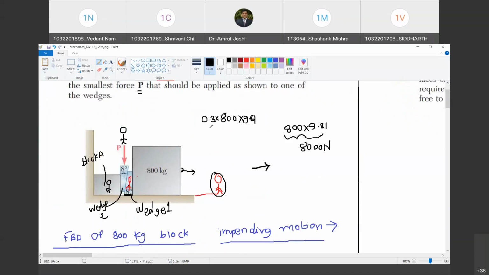Yes, sir. इतना तो force friction break करने के लिए लगाना पड़ेगा. Yes, sir. So can you calculate how much is this? So what is 0.3 of 8,000? Tell me. It's 2400.